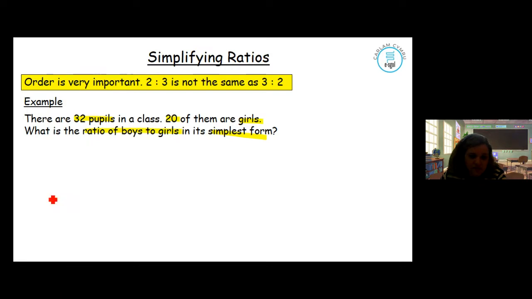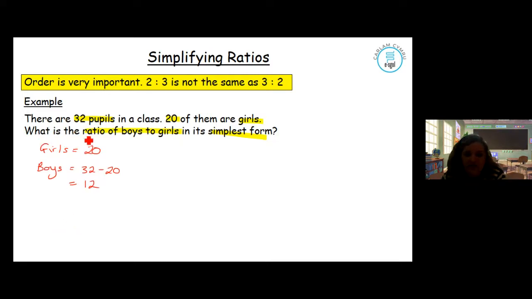So let's start then. 32 pupils in a class, so that is my total. 20 of them are girls. Before I start thinking about ratio, I'm just going to work out how many girls and how many boys I have. So 20 girls is given to me. And then the boys, well, there's 32 in total, and 20 of them are girls. I'm going to subtract 20 away from 32 to leave me with 12. So I've got 20 girls and 12 boys in this class.